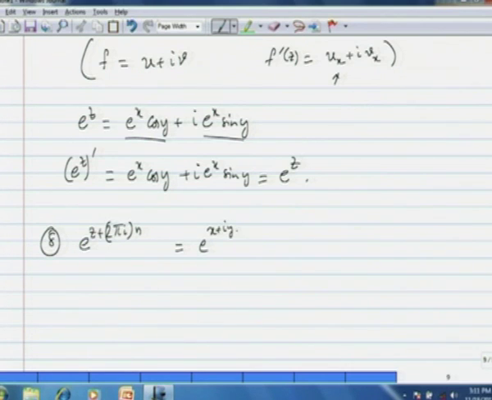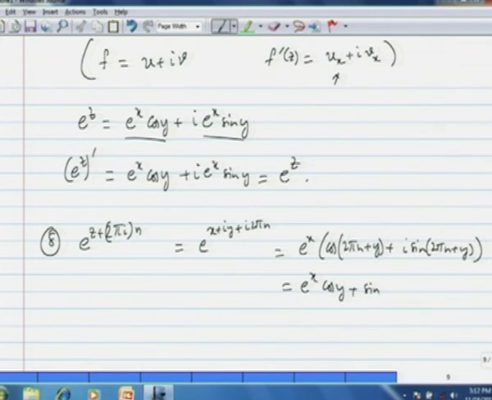we observe e power x plus i y plus i times 2 pi n. So, this gives you e power x times cosine of (2 pi n plus y) plus i sin of (2 pi n plus y). Okay. So, of course, this is equal to e power x times (cosine y plus i sin y), which is e power z. Okay. So, e power z has period 2 pi i. Okay.